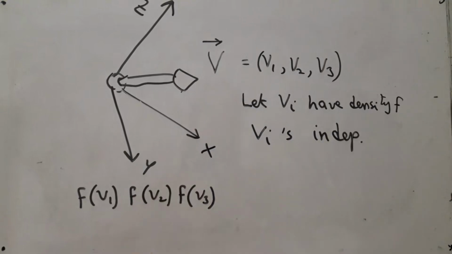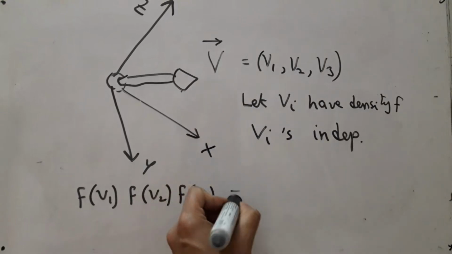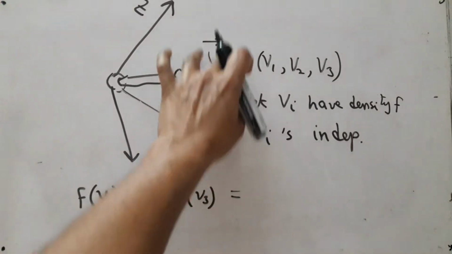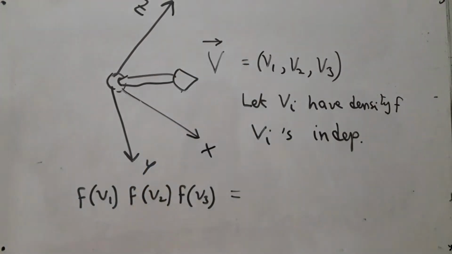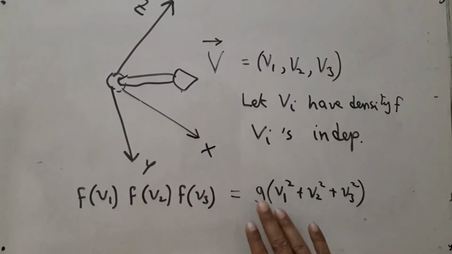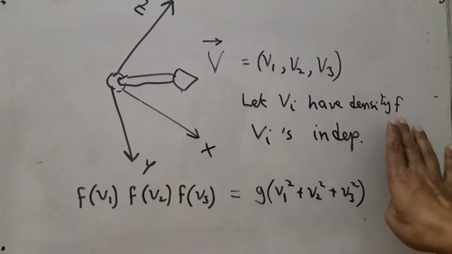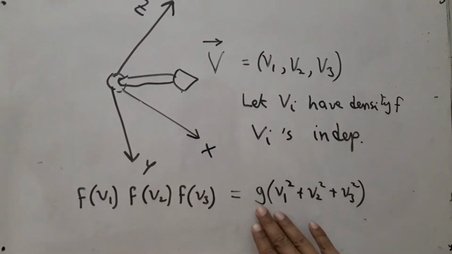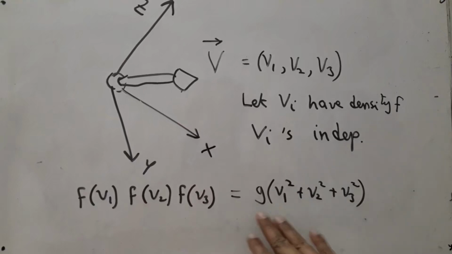And now Maxwell's brilliance: he just noticed that this is equivalent to the condition that this product must be a function of only the norm of V. That is, this must be a function of V1 square plus V2 square plus V3 square for some function G. He does not know what F is. F is what he is interested in finding. And G is something whose existence he can guess, but he doesn't care what G is.